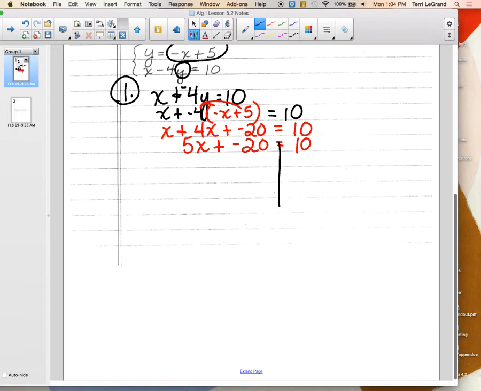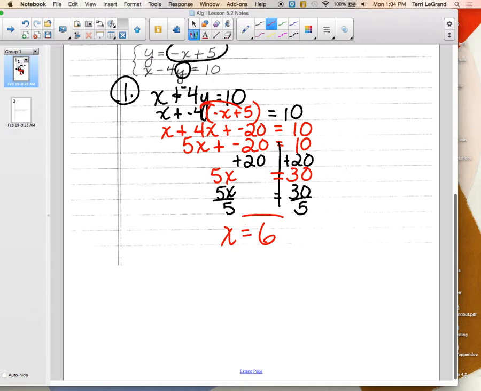Add 20 to both sides. So now our equation reads 5x is all alone over there, and 10 plus 20 is 30. And our final step is what? Divide by 5. So we'll divide both sides by 5. And x is equal to what? 6. Okay, so we just found out that x is equal to 6 in our ordered pair solution.